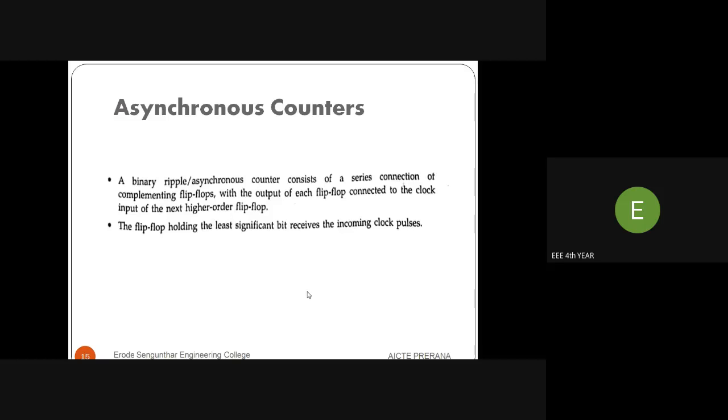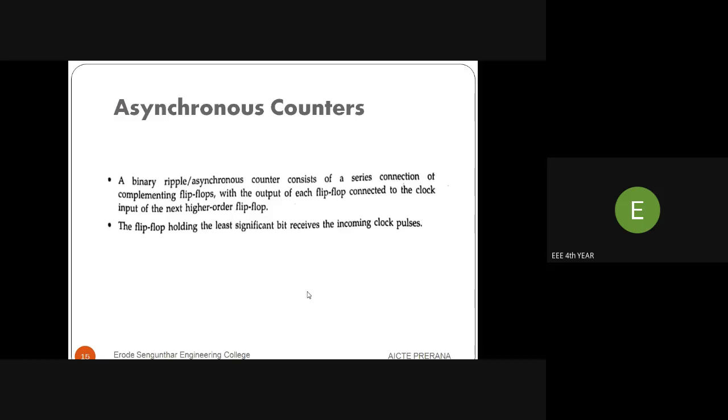In this, when the first flip flop output toggles, it goes to the second flip flop clock pulse, and so on. All the flip flops are not clocked simultaneously. It's called an asynchronous counter. For example, think of tanks of water: after the first tank is filled to the top, the water goes to the second tank through a pipe at the top. When the second tank is filled to the top level, it goes to the third tank. Likewise, the asynchronous counter operates.